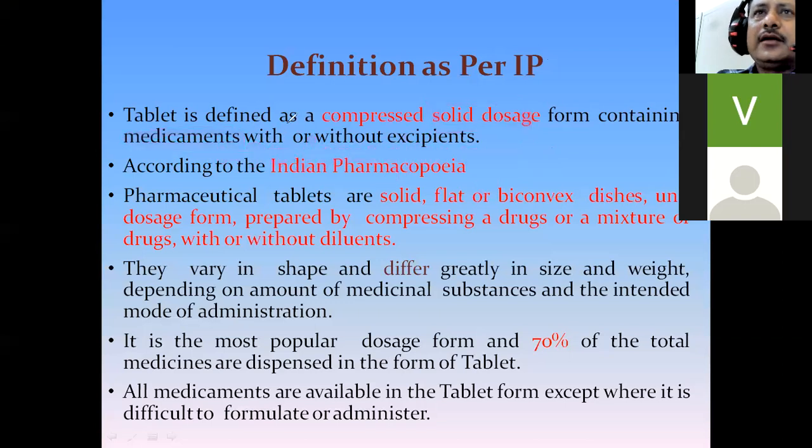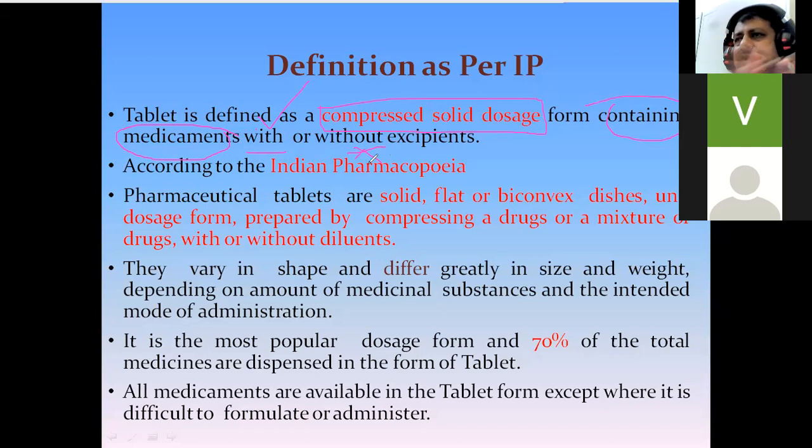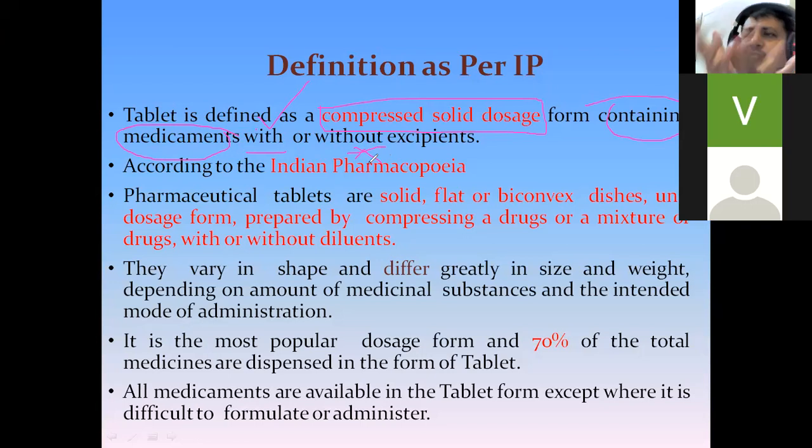If you see the definition, tablets are defined as a compressed solid dosage form which contains medicament or medicaments with or without excipient. Some tablets you can see have no excipient. In some tablets you can have a wide range: 3 or 4 excipients, depending on the dosage form you want to develop and the technology involved in the manufacturing of the tablet, and the number of excipients can go up to 10 or 10 plus also. So that is what we have to know.